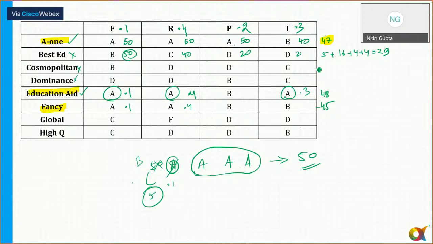Okay. Similarly, we can calculate for Cosmopolitan. This is D. D's score is 20, 20, and C it is equal to 30. Okay, no, I took the wrong value. B is 40, guys. Sorry. Here B is equal to 40, C is 30, and so in any case it will not be between here. So B is equal to 40.